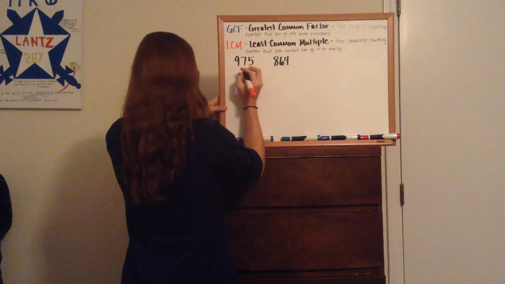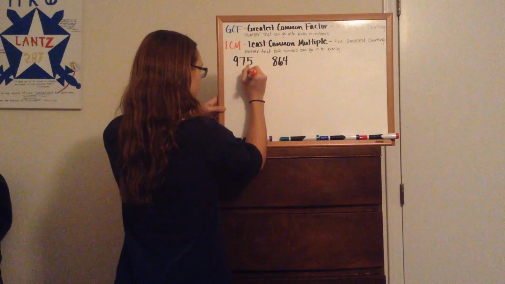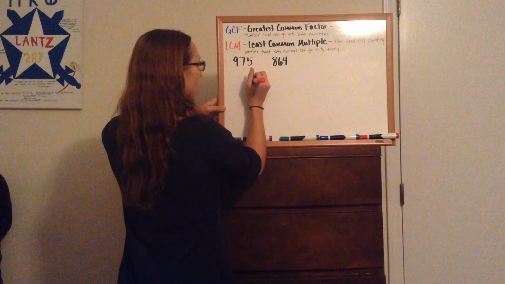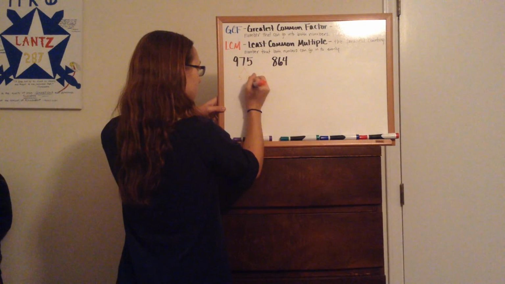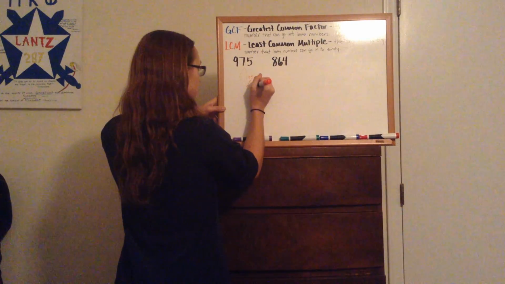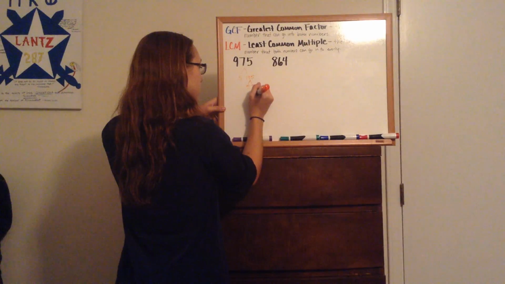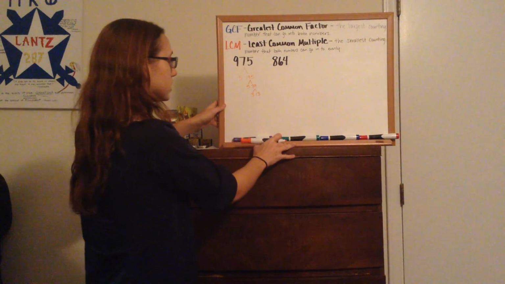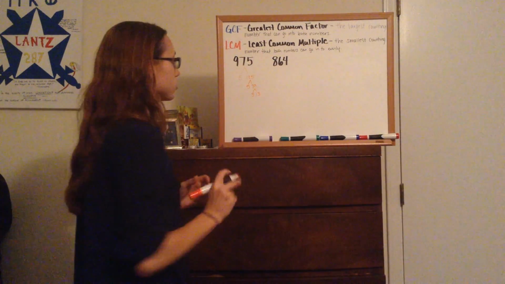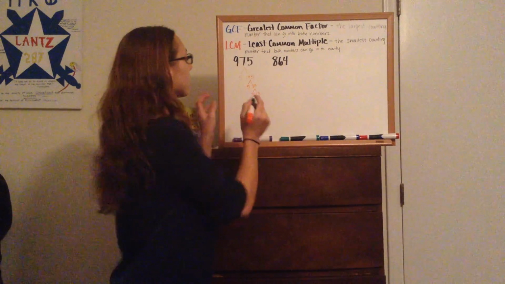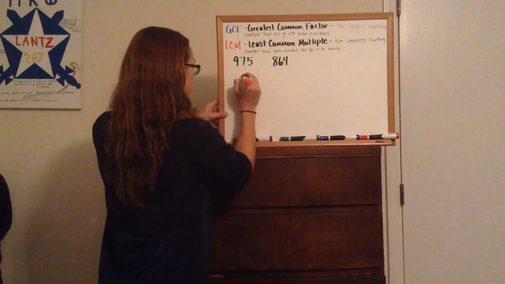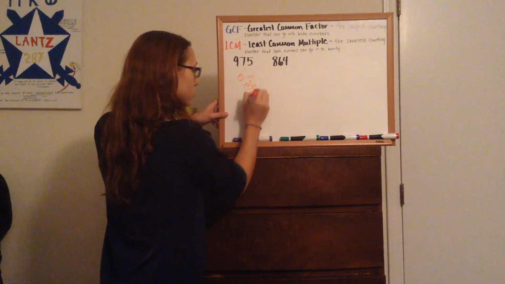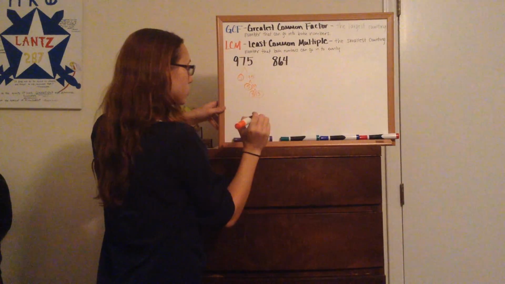975 will break down into 5 times 195. 195 breaks down into 5 times 39. And 39 breaks down into 3 times 13. Now we need to check and see that all of the numbers are prime. 5 is prime, so we're going to circle it, and we'll circle the next 5. 3 is prime, so we'll circle that, and so is 13, so we'll circle that.